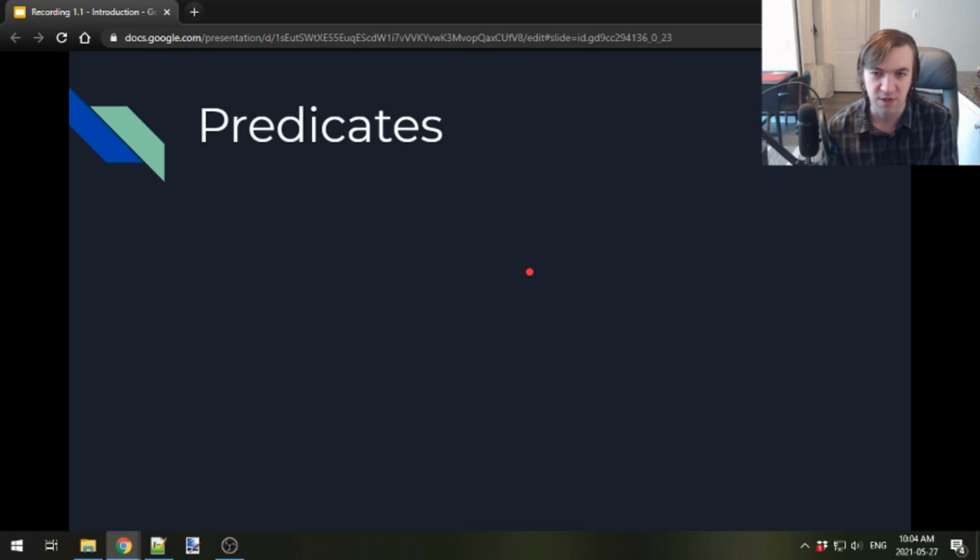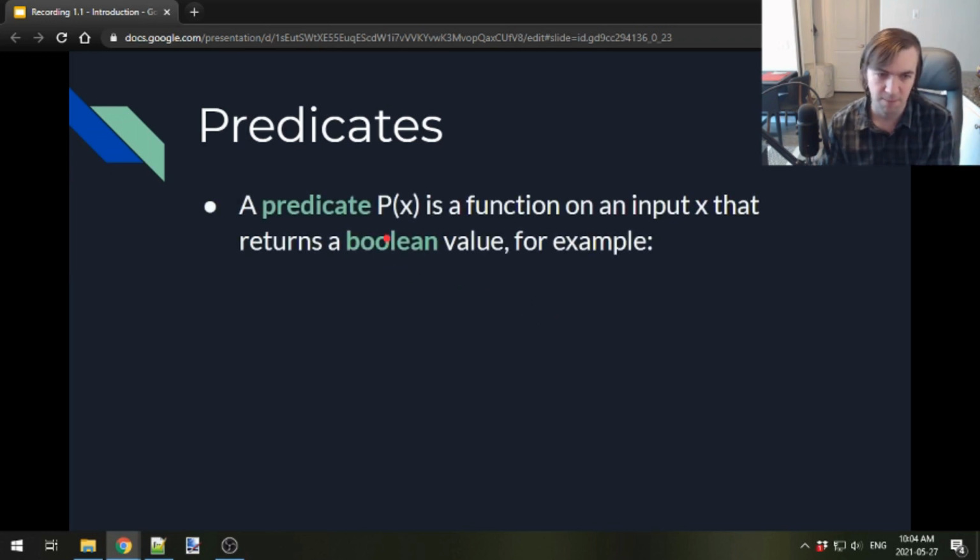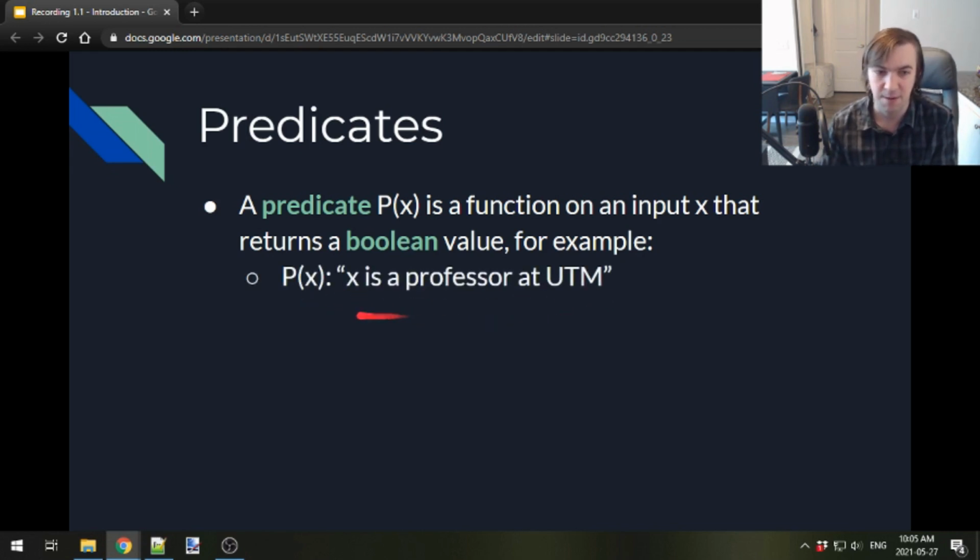Now, so far everything that I've been talking about is sort of generic math stuff, right? You can probably find it in most math courses. We're going to start delving a little bit more into the logic side of things by looking at predicates. So a predicate, P of some input X, is a function on an input X that always returns a Boolean value, so it can only be true or false. Here's some examples. P of X, where X is a professor at UTM. So if X is an apple, this would be false. An apple is not a professor at UTM.